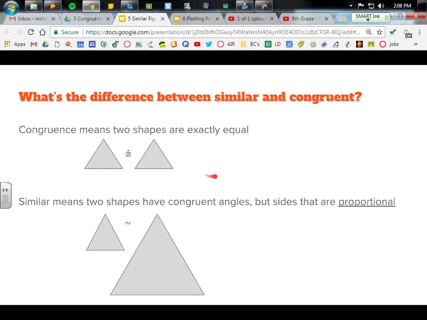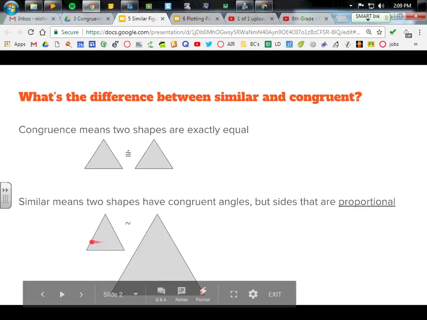What's the difference between similar and congruent? Congruent means that two shapes or two figures are exactly equal. So these two triangles are congruent because they are the exact same size, they have the exact same angles. Similar means you have two shapes with congruent angles but sides that are proportional.